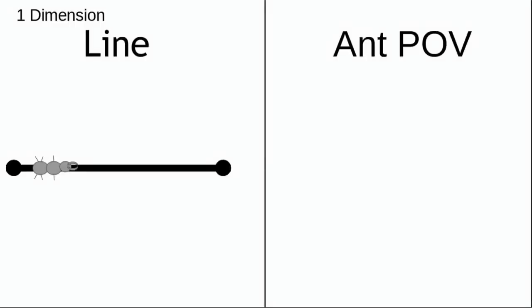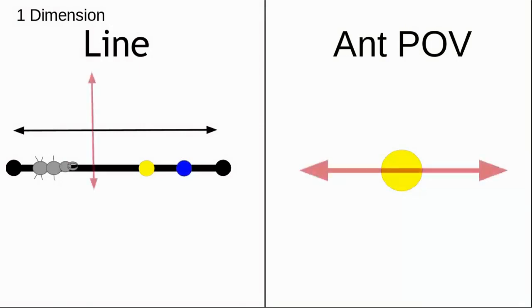Let's go back to the line, a one-dimensional object. If you are a one-dimensional ant on that line, you can only move forward and backward along the line. If there was a yellow dot in front of you, all you would be able to see is that yellow dot. You couldn't see a blue dot past that yellow dot unless you went behind it. You would also have no comprehension of moving to the right or the left because you are a one-dimensional ant.